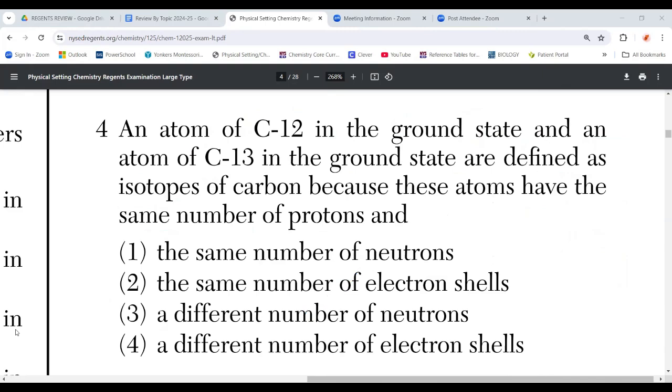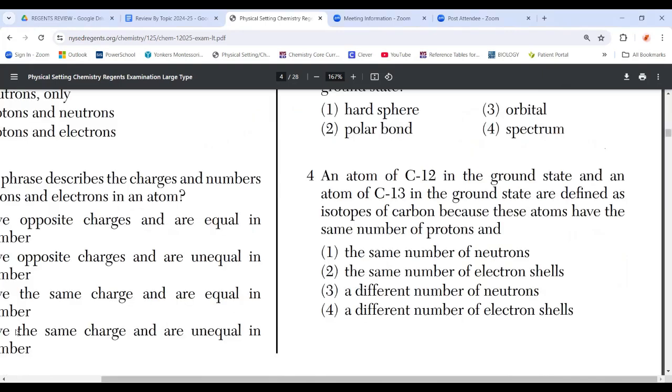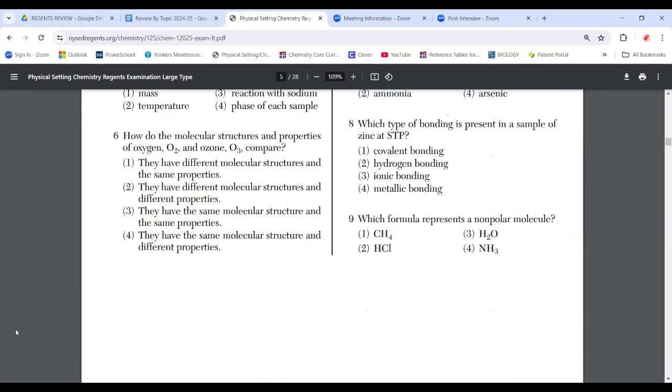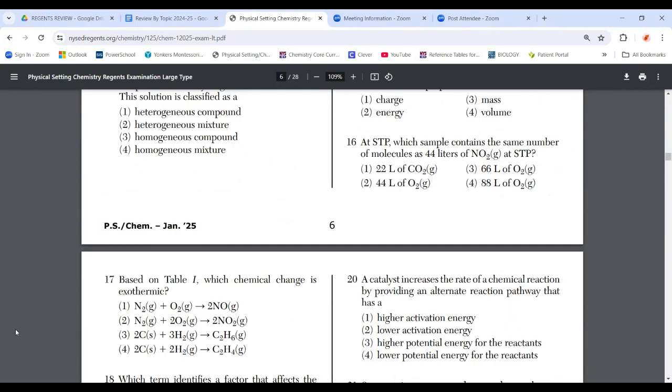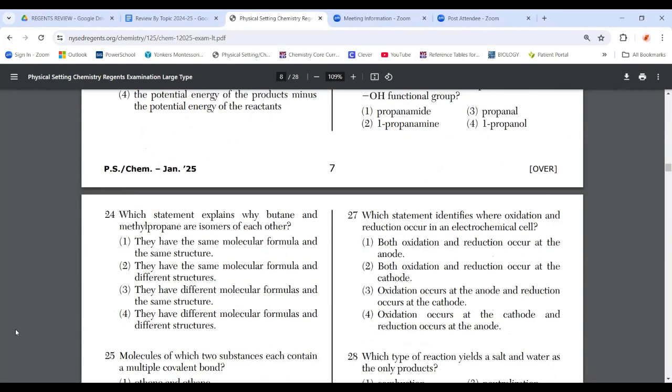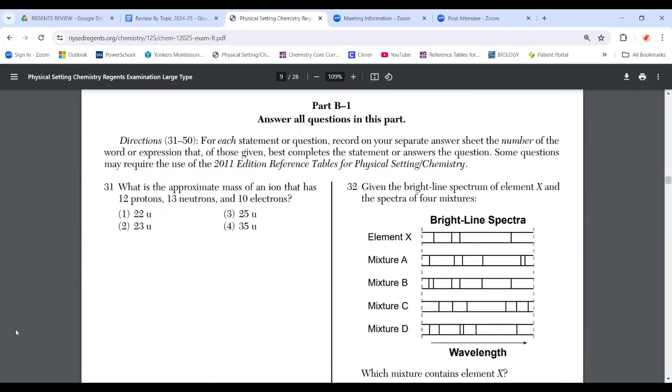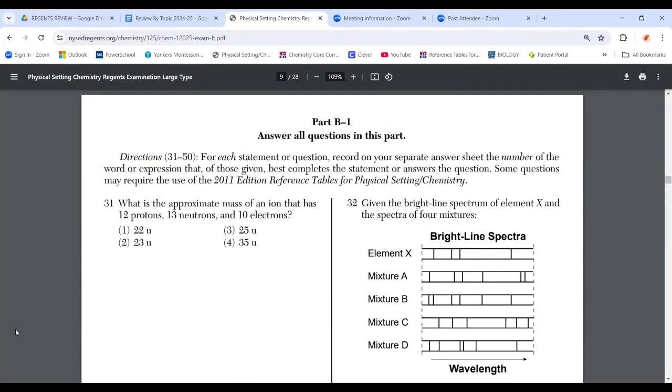All right, let's go on to question 31, which is the next time we're going to see stuff about atomic structure. So you're going to watch as I scroll through. I'm using the large type one, so there's not many questions on each page. When I get to section B1, the multiple choice essentially sort of starts over again.